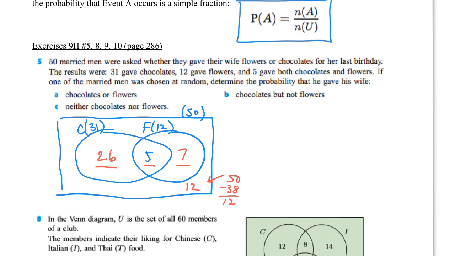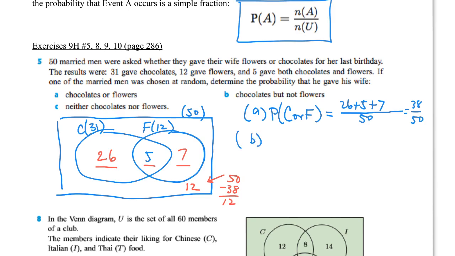So once the regions are filled in, the answers to the questions right here are just simple fractions. What's the chance we gave chocolate or flowers? What's going to count as chocolate or flowers? The 26, the 5, and the 7 out of the universe of 50. That comes to 38 out of 50.